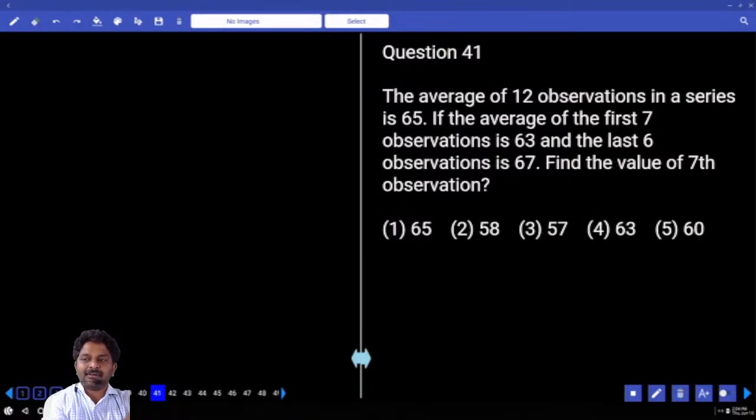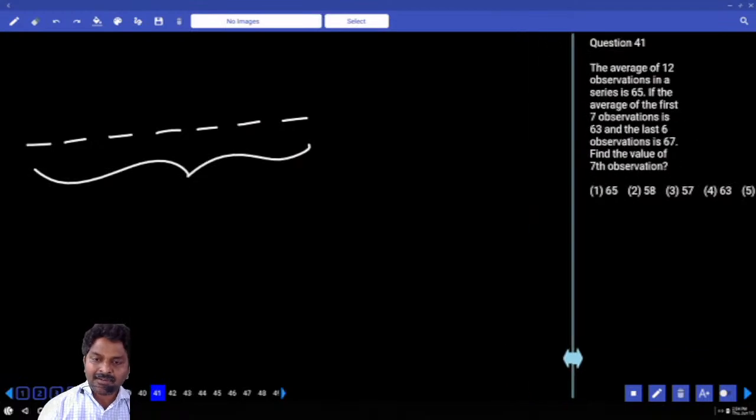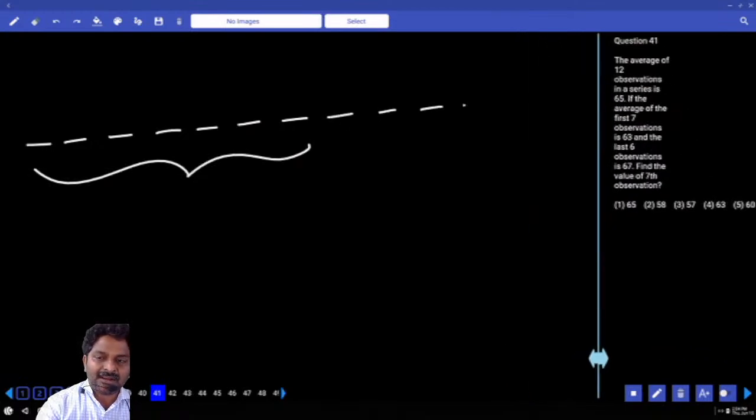The average of 12 observations in a series is 65. The average of the first 7 observations is 63. And the average of the last 6 is 67. The value of the 7th number is? Right, 12 numbers: 1, 2, 3, 4, 5, 6, 7. The average of these is mentioned. 8, 9, 10, 11, 12: the last 6, these are mentioned.